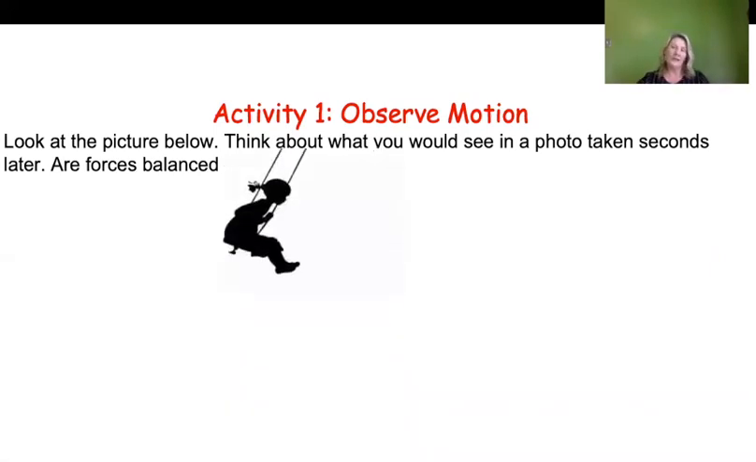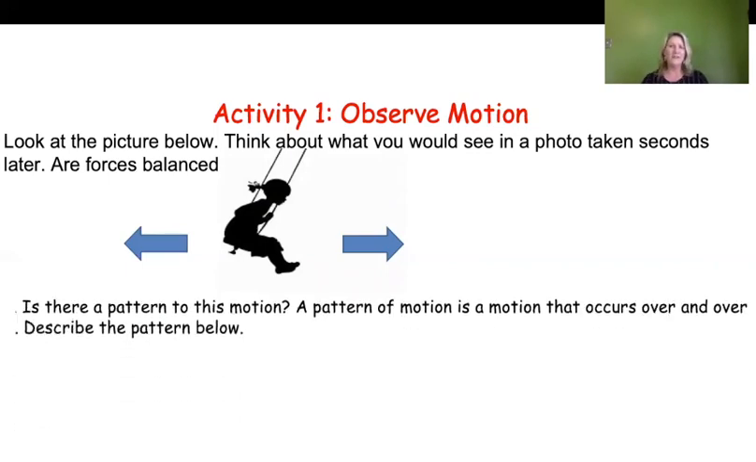So the little girl is swinging, and think about what's going to happen next if the photo is taken seconds later. And you see that there's an arrow going up and an arrow going back. Is there a pattern to this motion? A pattern of motion is a motion that occurs over and over. Describe the pattern below. So in your handout, you're going to describe the pattern below. And I'll give you a minute.